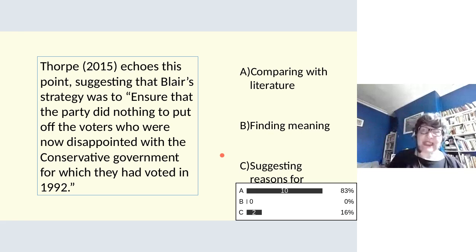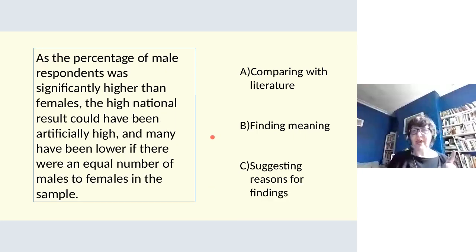So this student was actually looking at political diaries of people like Tony Blair. And so people like Thorpe were saying, oh, I think these quotes show this is what Tony Blair was thinking. And this student is saying, well, yeah, I agree with that. But they've done it very cleverly, and they've led with, this is what I think. Thorpe agrees with me. So if we go on to the next one. Okay, so again, comparing with literature, finding meaning, suggesting reasons for findings.